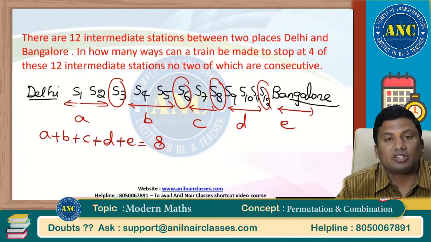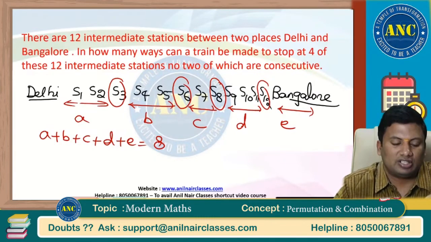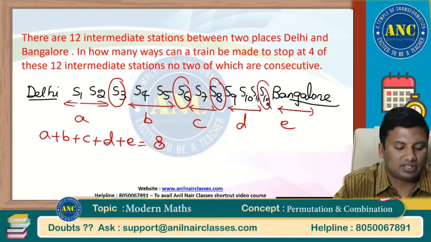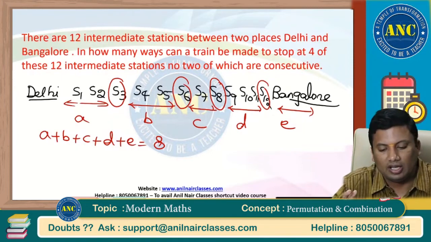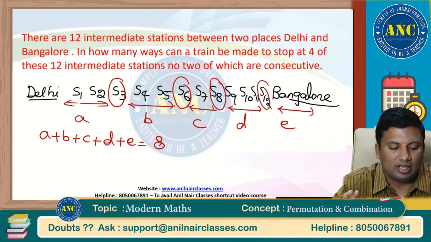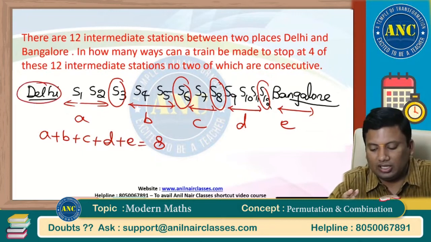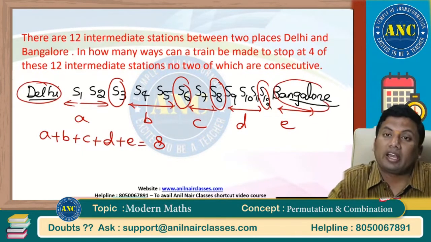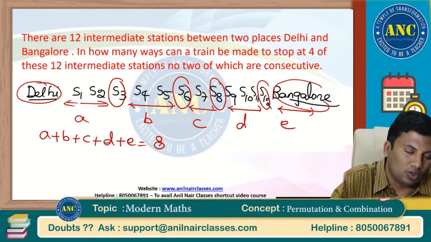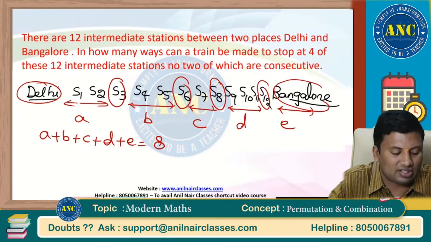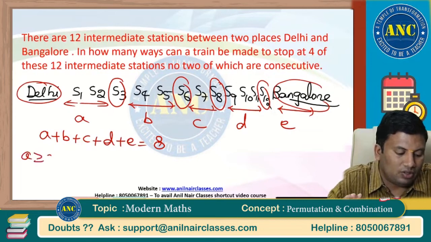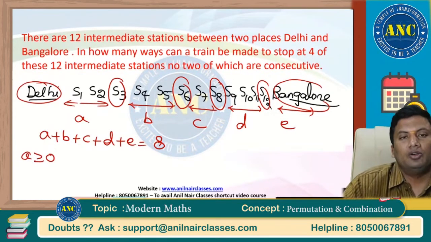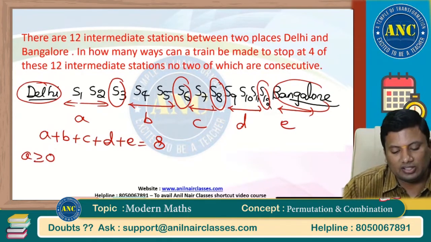That station which I picked up could be the first station. That means to the left of the first station, there is no other station. This is the source and this is the destination. Right? Only with respect to station, I can also choose S1. To the left of S1, are there any other stations? No. So A value can take 0.